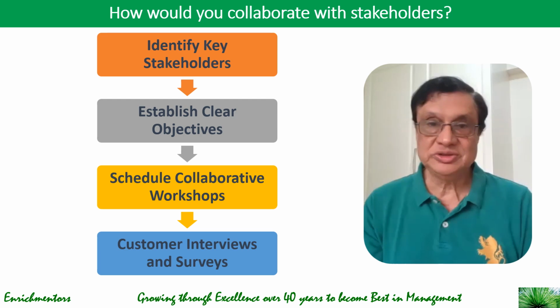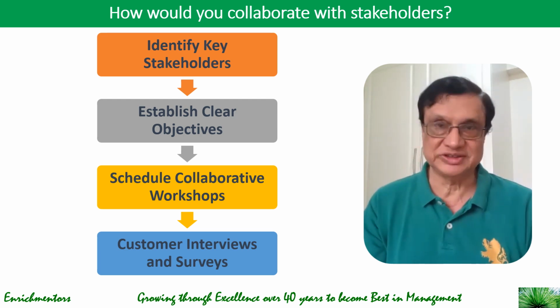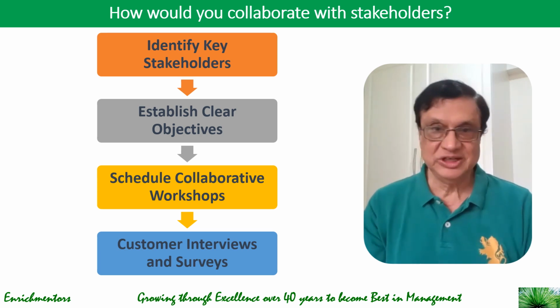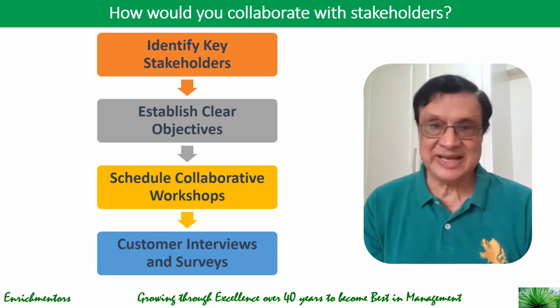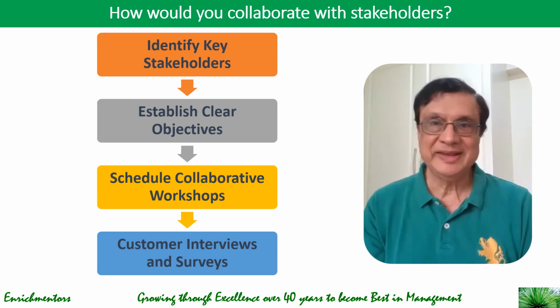Next, what you need to do is to define clear objectives for the requirement gathering process. So what is it that you want to achieve at the end of this process? What are you trying to achieve? And what you need to ensure is that everyone understands the purpose of gathering detailed product requirements so that you get an aligned and cooperative response across each stakeholder.